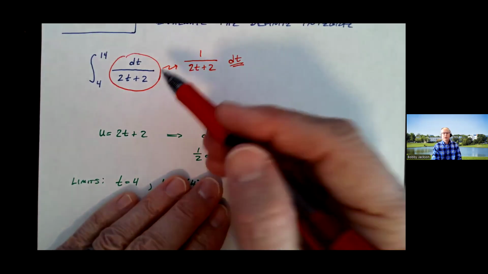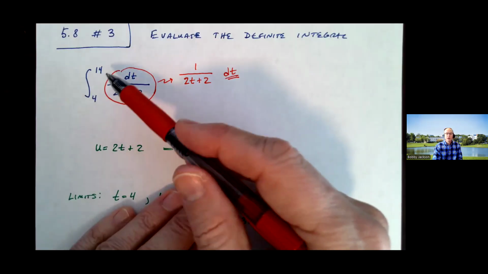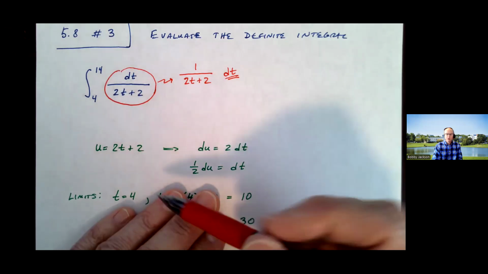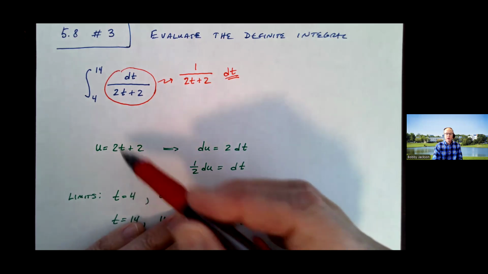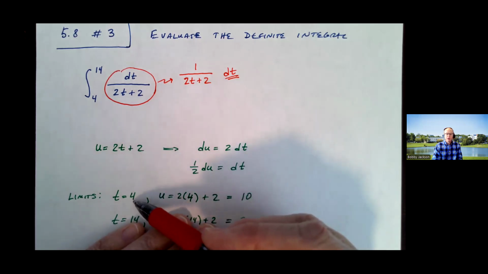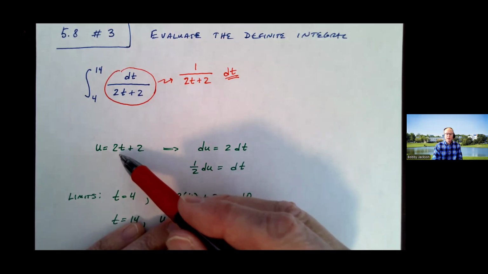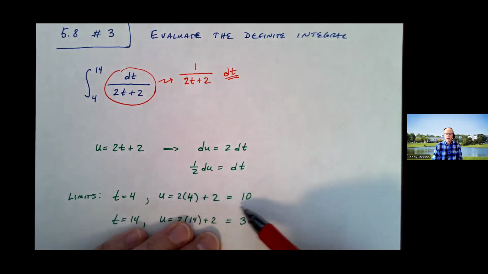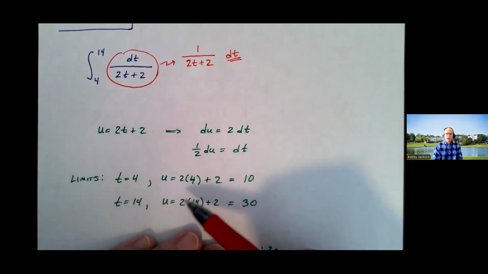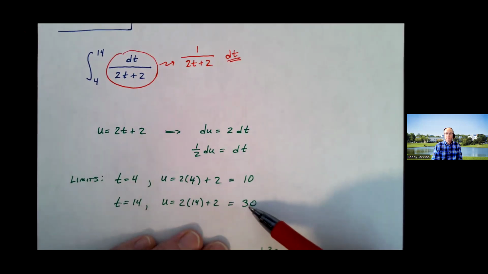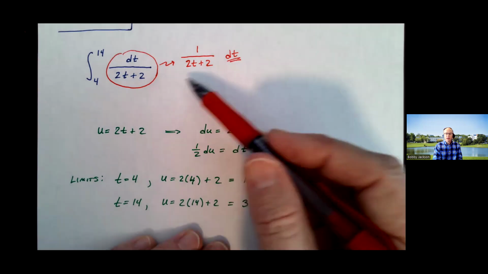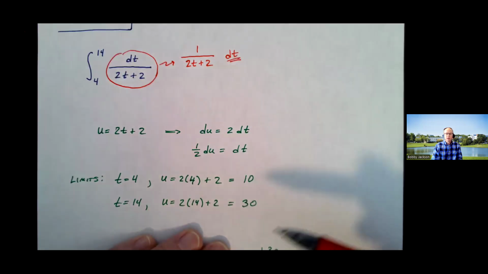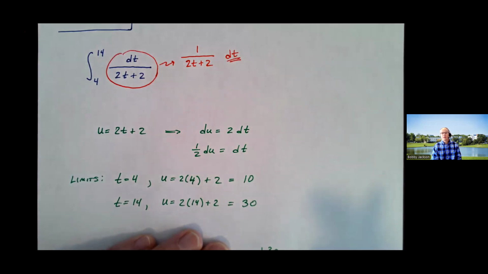But this is a definite integral, and so we need to also change our limits of integration. Very important that you do that, right? So how do I do that? The lower limit is t, right? When t is 4, plug that into here, and I get 2 times 4 is 8 plus 2 is 10. u is 10. If t is 14, plugging that in gives me u is 30. So it's real important when I transform the variable from t to u that I also transform the limits anytime I'm doing a definite integral.